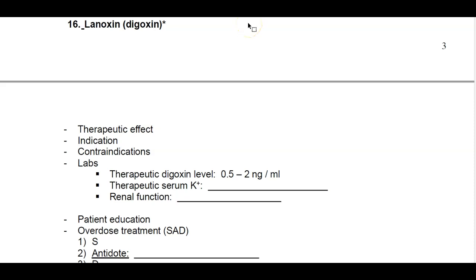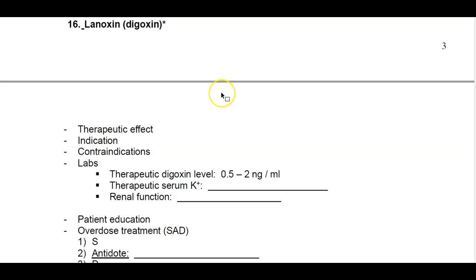What are the therapeutic effects of digoxin? Therapeutic effects include an increase in myocardial contractility. Because there's an increase in contractility, this is considered a positive inotrope. This, however, decreases the heart rate. So the heart rate will go down. So this is considered a negative chronotrope.